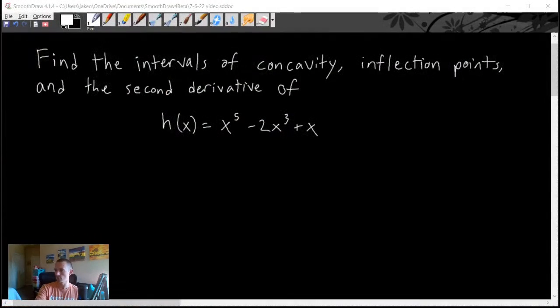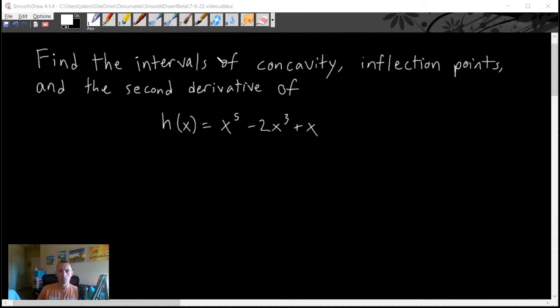But without further ado, let's go ahead and jump into the topic here. And we will talk a bit about second derivatives, concavity, and inflection points. So here's the example that we're going to be going over to discuss these things. We're going to find the intervals of concavity, inflection points, and the second derivative of this function here, h of x equals x to the fifth minus 2x cubed plus x.